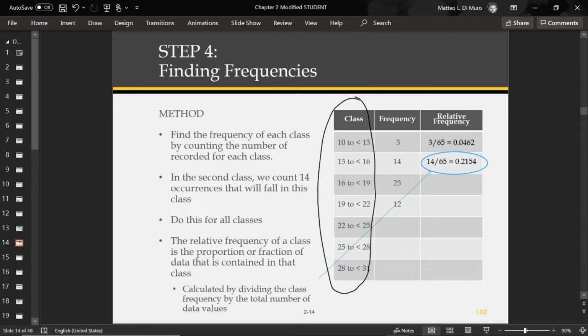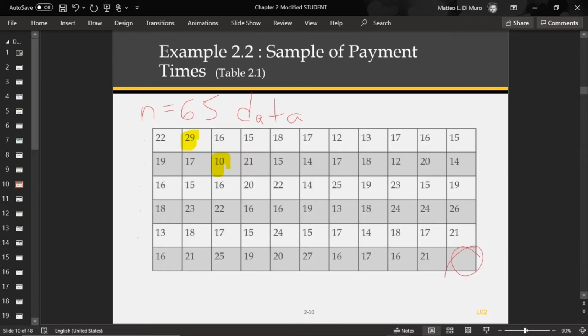Now, I've started filling it out over here with the relative frequency. Relative frequency is when you take the frequency and divide by the total number of data points. So we have 65 data points, and 3 divided by 65 gives you 0.0462, or 4.6% of the data is in this class of 10 to less than 13. You're going to have to go through that wonderful data table, it's going to be your best friend, and literally count all the data points.